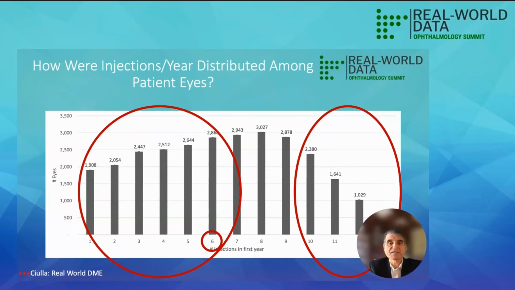How were injections per year per eye distributed? The number of injections per patient in the first year ranged from 1 to 13. The median number of injections per patient eye was 6. The distribution of injections per patient eye was skewed towards the lower range. Approximately 50% of eyes received 6 or fewer injections, and approximately 20% of eyes received 10 to 13 injections, representing monthly treatment over this 1-year time period.